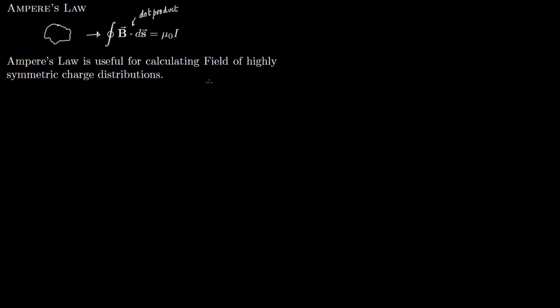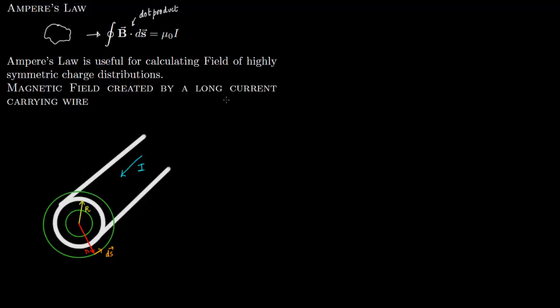Our very first example is the magnetic field created by a long current carrying wire. Notice this is a wire here, which I have drawn in white. This wire has radius R, and we want to find the magnetic field created by this wire. First we take small r greater than R. Our integrating loop is this green outer loop.